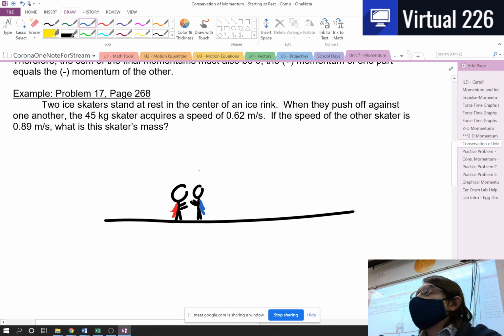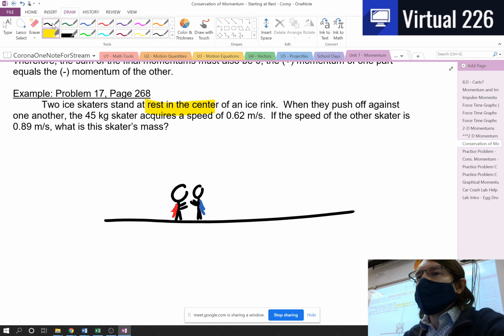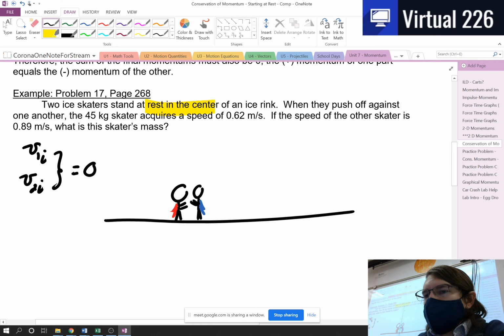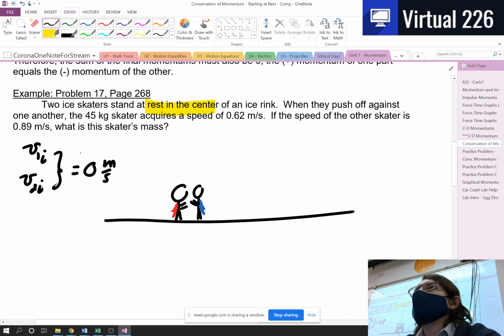They start at rest. You know, just like at the beginning of their piece, the song isn't on yet. They're just at rest. They're getting ready to go. And their first epic move is to push off from one another and move away from each other on the rink to begin their routine. So we know they are initially at rest, which means the initial velocity of skater 1 and the initial velocity of skater 2 are both 0 meters per second. Because they're not moving. They are at rest.